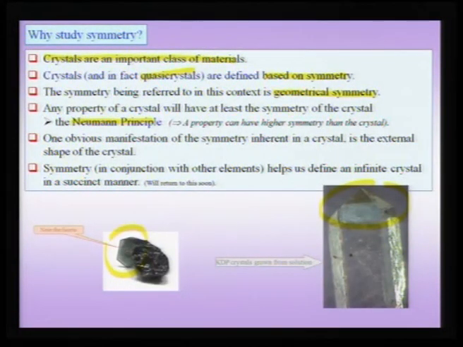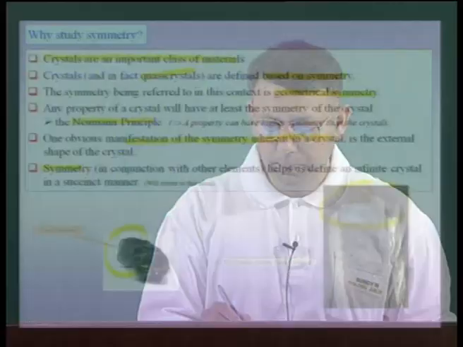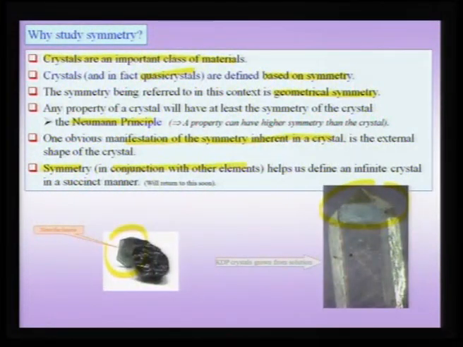And as we have seen from the example of the crystal which is shown below, one of the obvious manifestations of symmetry inherent in a crystal is the external shape of the crystal, and that is why when we want to describe a crystal, the best language is the language of symmetry, which is the crux or the core of the language of crystallography. Symmetry, in conjunction with other elements, helps us define an infinite crystal in a very succinct or terse manner, and that is one of the reasons why we take up crystallography, which is centered around the concept of symmetry.